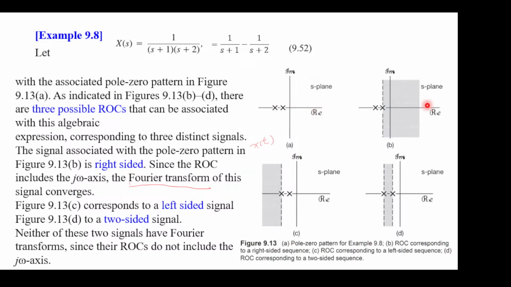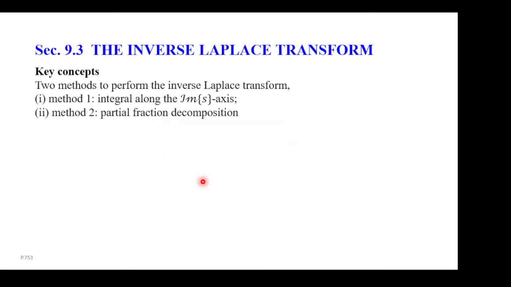Also, you can go to plus infinity or negative infinity. If that is the case, then your time domain function will also be right-sided or left-sided. Okay, so those are ROC.